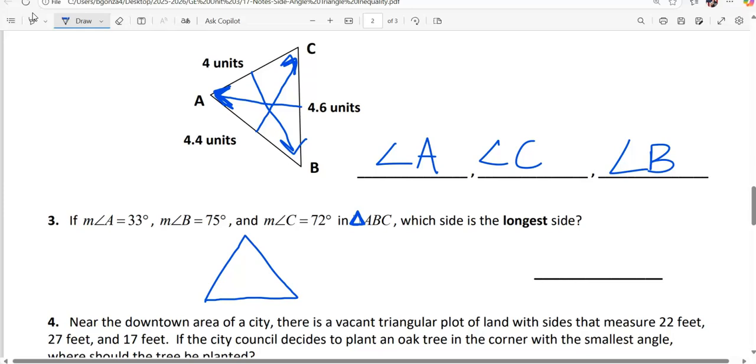So, A, B, C. Can you put an A? Can you put a B? Can you put a C in your little drawing? And then label the values. So inside of angle A is 33. Go and put 33 degrees. And then angle B is 75, so put 75 right here. Angle C is 72, put 72 right here.